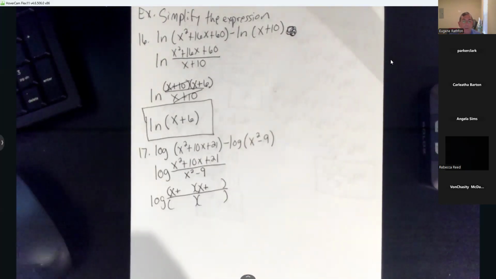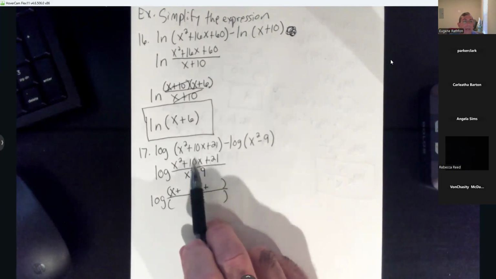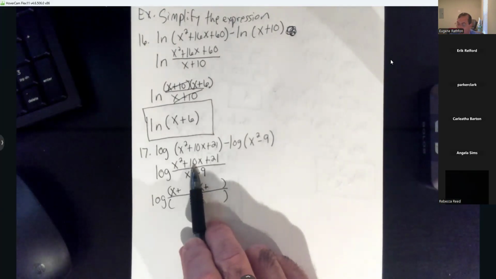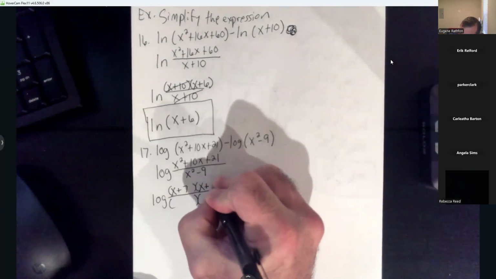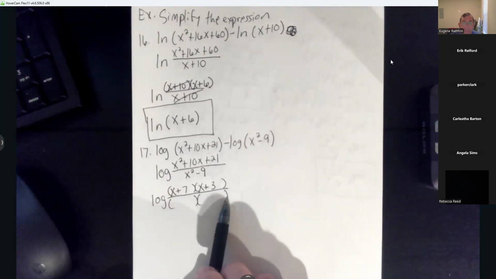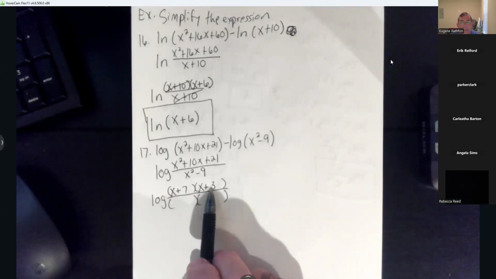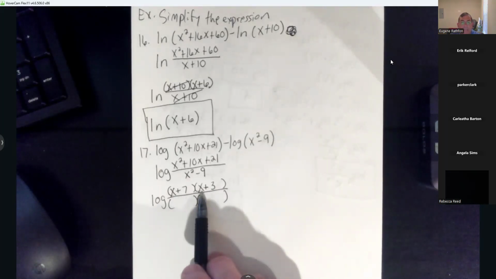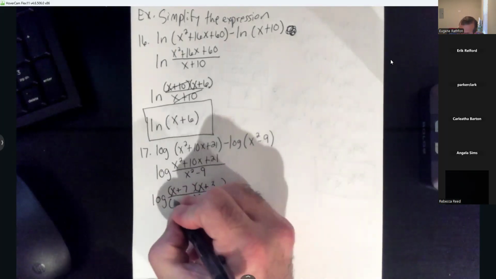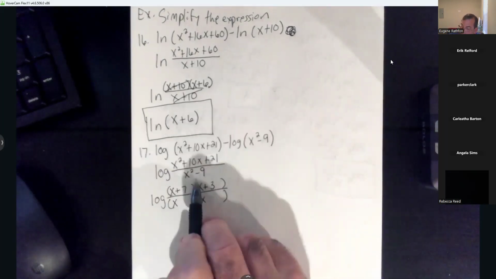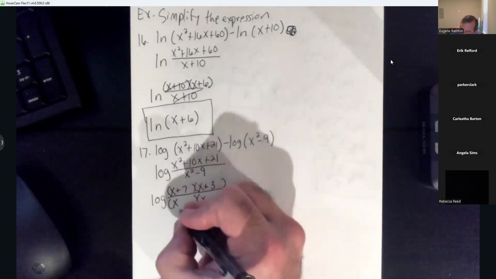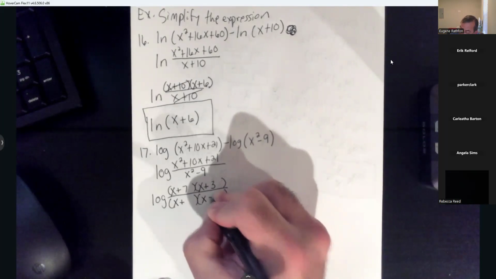All right, y'all, so on top, I need factors of 21 that'll add to get me a 10. Factors of 21 that'll add to get me a 10. 7 and 3. Which means on the bottom, one of these either needs to be an x plus 7, or one of them needs to be an x plus 3 if we're going to cancel this, okay? So the x squared will be an x and an x. The last number is negative, so one of these will be positive, one of these will be negative.